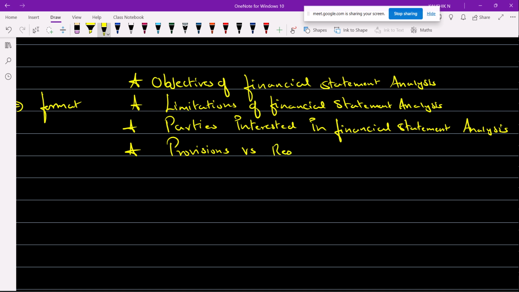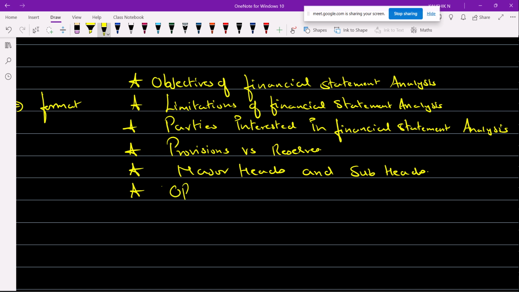Provisions versus reserves, and yes, the concept of major heads and subheads. So you will be given some items, and you should understand what is the major head for that item and what is the subhead for a given item. And then to analyze whether a given item is a current or a non-current asset or liability based on its operating cycle.